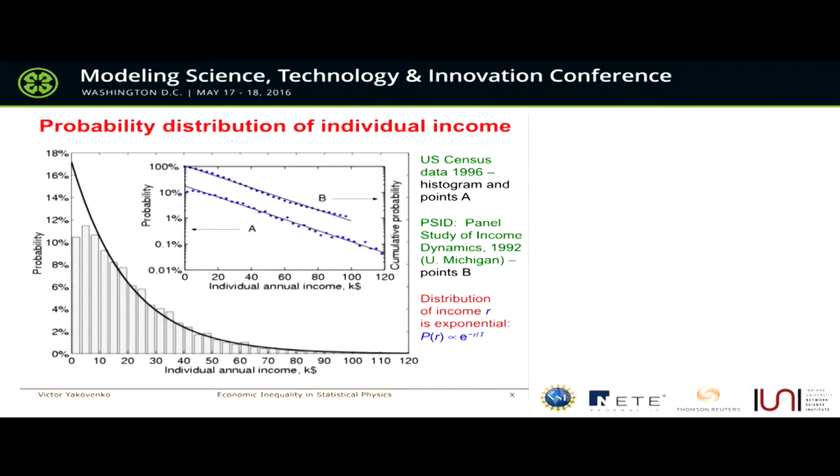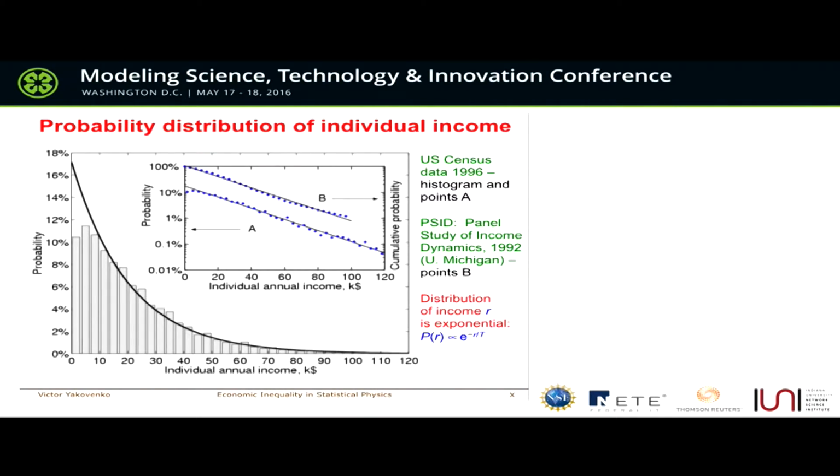We downloaded data from the Bureau of Census and made this histogram. This is annual income up to $120,000 per year, and the histogram is the data, and the solid line is a fit to a very simple exponential function. This is inspired by statistical physics, but that doesn't matter. The point is, the exponential function gives a very good fit of the data, and it's even better to see it in a log linear scale. Take the logarithm of probability, then the exponential function becomes linear, and you see it's a very good fit of the data. And the slope of this line is determined by the average income per year.